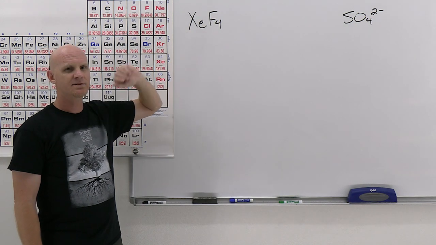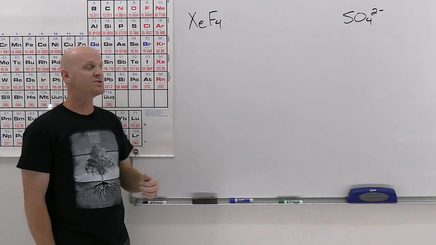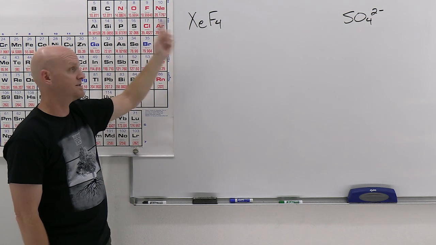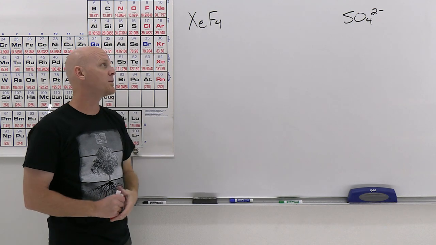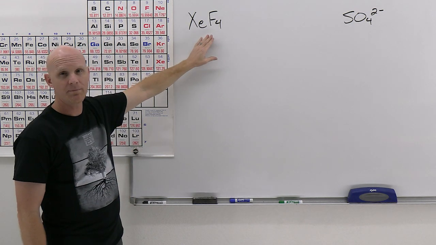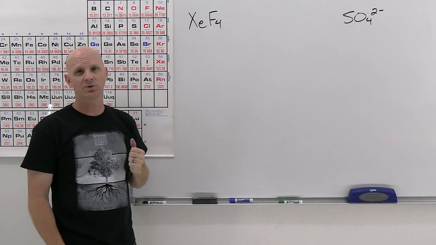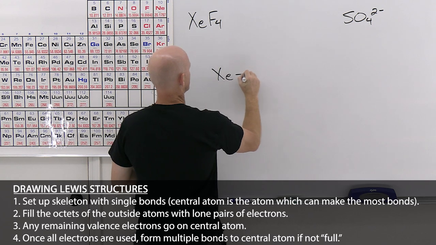And the only chance we talked about, we briefly mentioned, is that they can bond when they're bonded to something very electronegative for some of the larger noble gases, and fluorine is as electronegative as they come. And so this is one of the few compounds that we can form using one of these noble gases. Well, if you've got a noble gas in your compound, I'll tell you right off the bat, it's going to be the central atom.